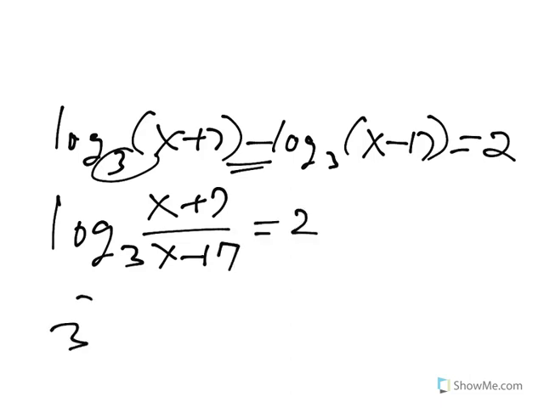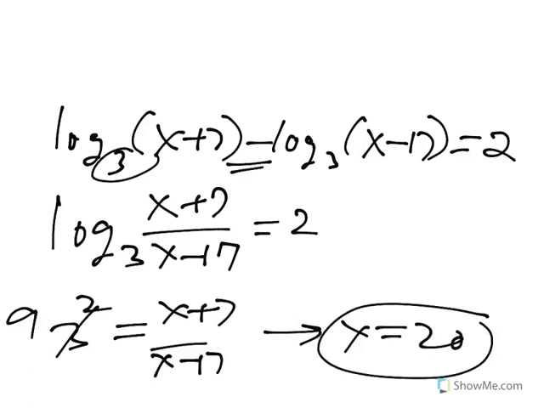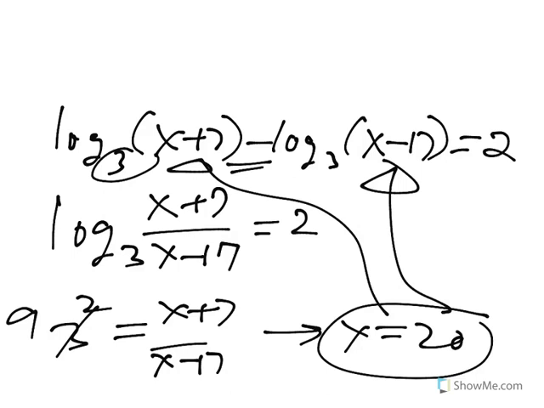Now I could do that rearranged thing, 3 to the second equals x plus 7 over x minus 17. This is 9. And I cross multiply and eventually solve and get x equals 20. I should check to make sure, does 20 make either of these negative? And the answer is it doesn't, so that is the answer. Okay, now let's get to the inequalities.